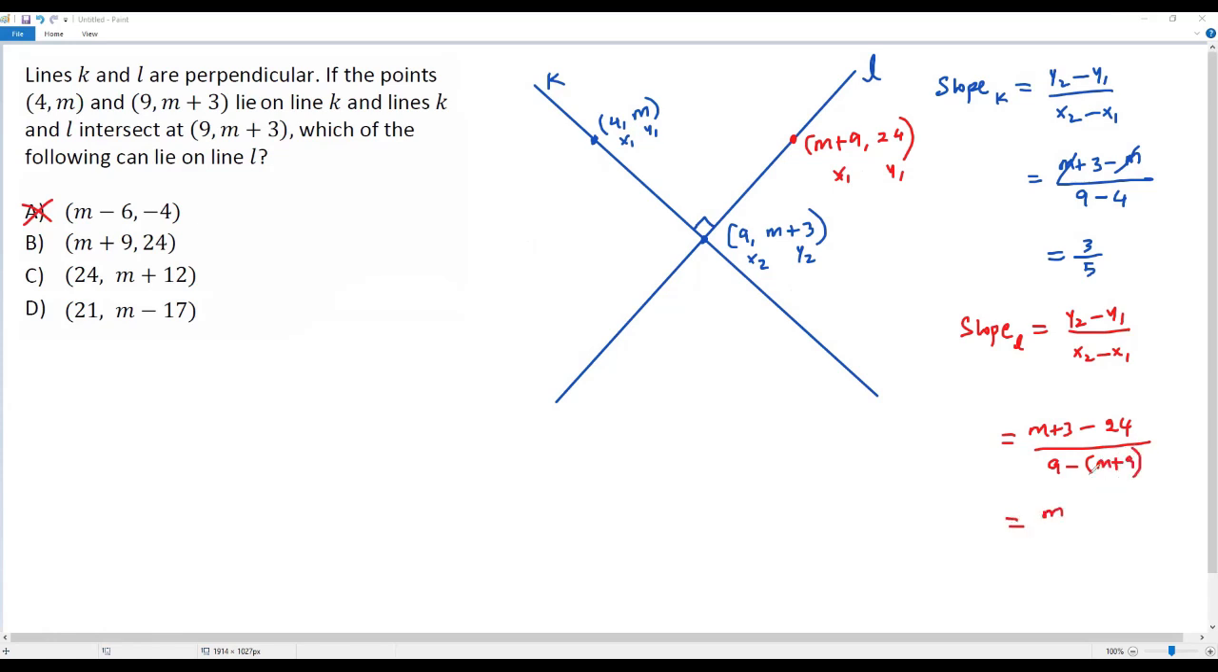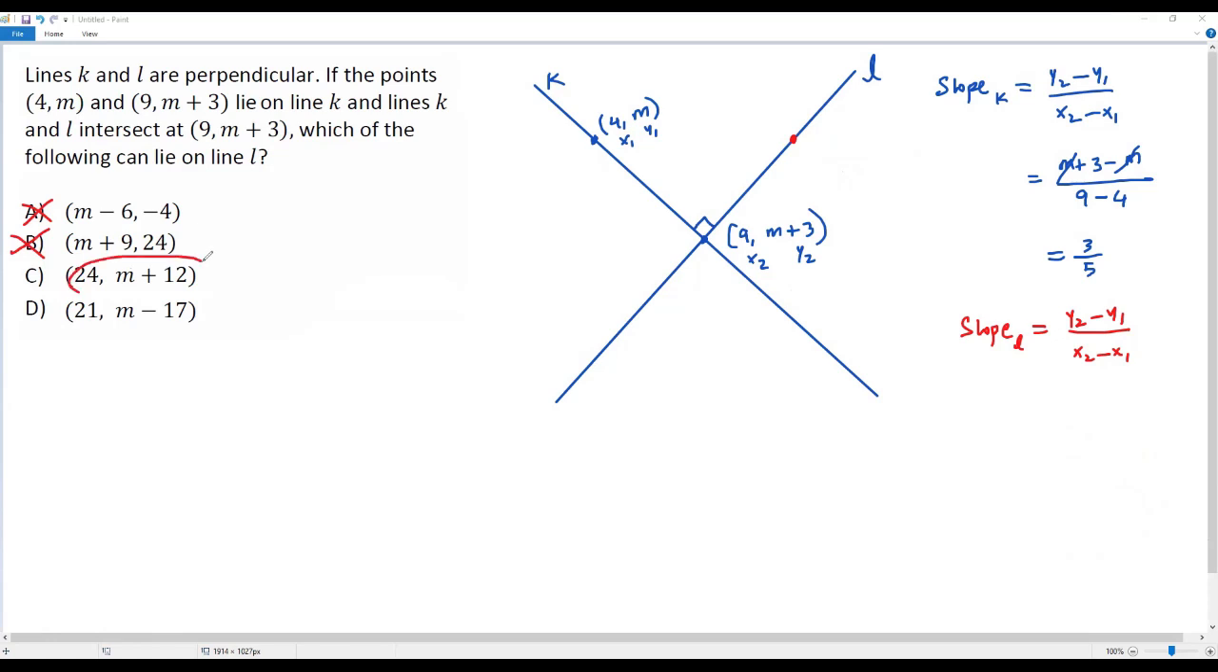Then we get m. When I combine this positive 3 and negative 24, I'm getting negative 21. 9 negative m, negative 9. Here this 9 and negative 9 will cancel. I'm getting m negative 21 over negative m. Here again I got the slope of line L in terms of an unknown m. I don't get the slope negative 5 over 3. So we can reject answer choice B as well. Let me erase the stuff. Reject answer choice B.